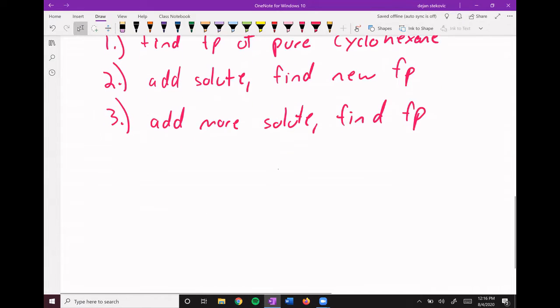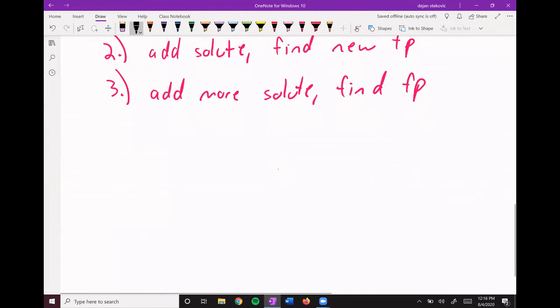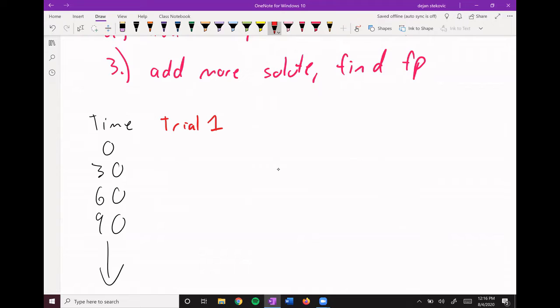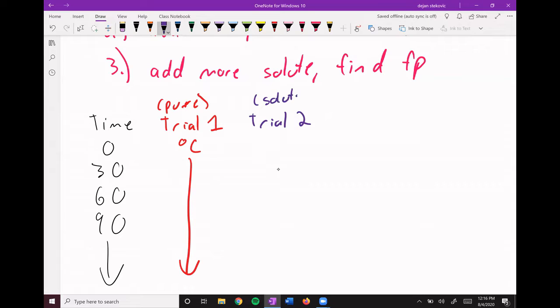And so basically what you're going to be doing is looking at a thermometer as your cyclohexane cools down. So some data you're going to want to record is the time. And your lab manual says to record about every 30 seconds, which I think is a pretty good idea. And then you're going to want to do trial 1, which will be your pure stuff, right? Your pure cyclohexane. You'll write down the temperature in degrees Celsius at each time interval. Then you're going to do trial 2. Now you add in some solute into here. So you'll find your degrees Celsius, write down those numbers. And then you'll do trial 3, which is even more solute.